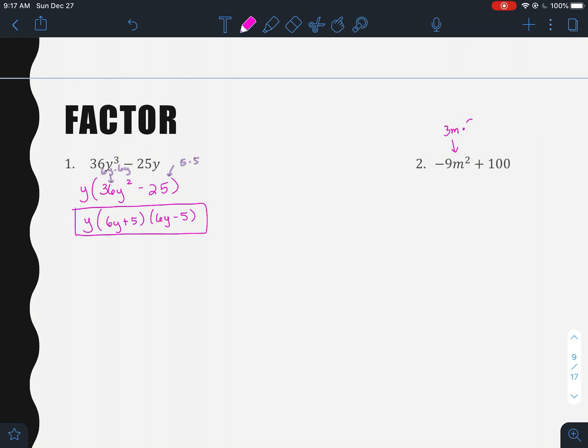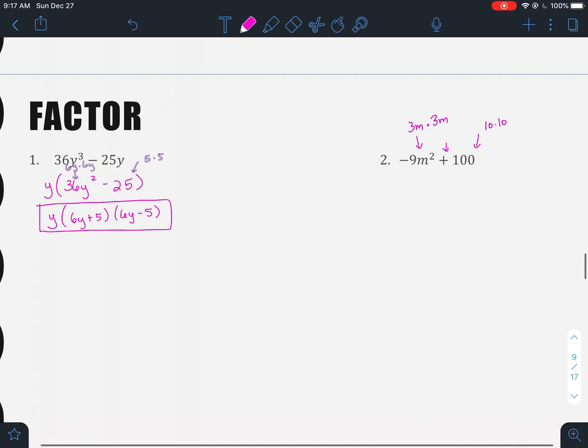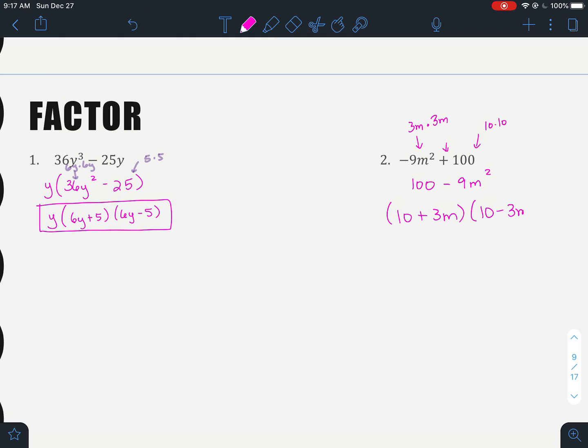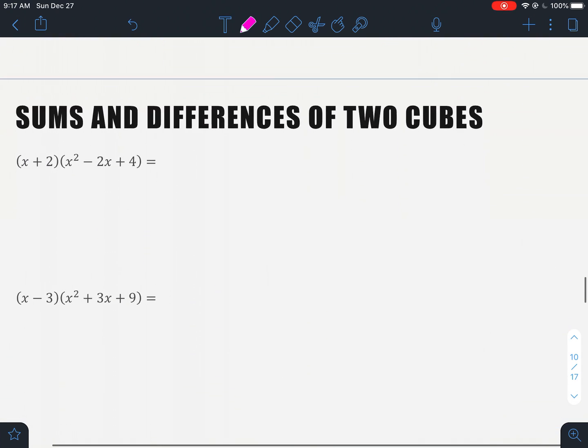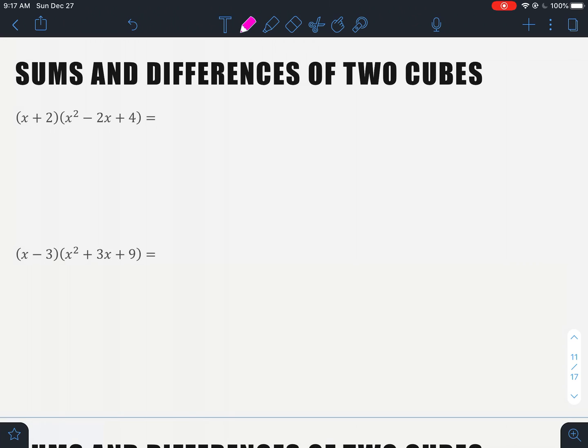All right, negative 9m squared plus 100. Well, 9m squared is 3m times 3m, and 100 is 10 times 10. But notice this time there's a plus sign in the middle. But could I rewrite it so it has a minus sign in the middle? Well, it would be positive 100 and then minus 9m squared. So if I rewrote it, I could have a minus sign in the middle. So now I have a difference of two squares. So it would be 10 plus 3m times 10 minus 3m. And that would be that expression factored completely.